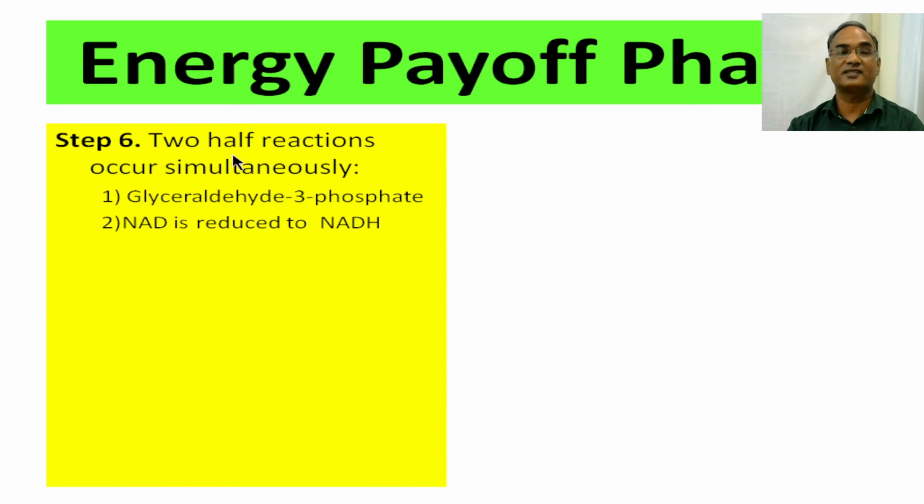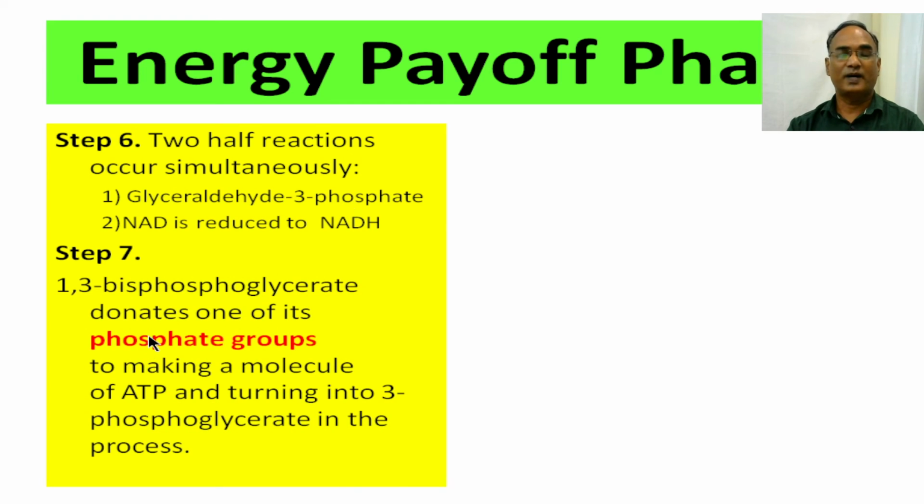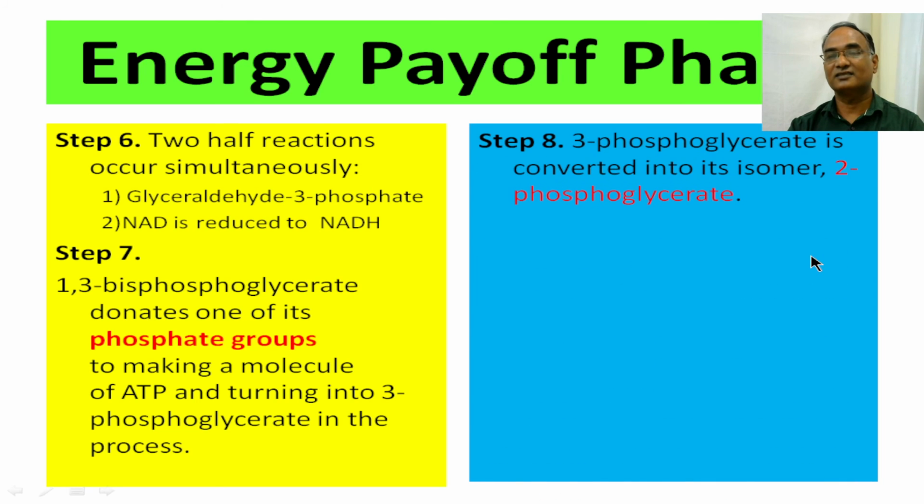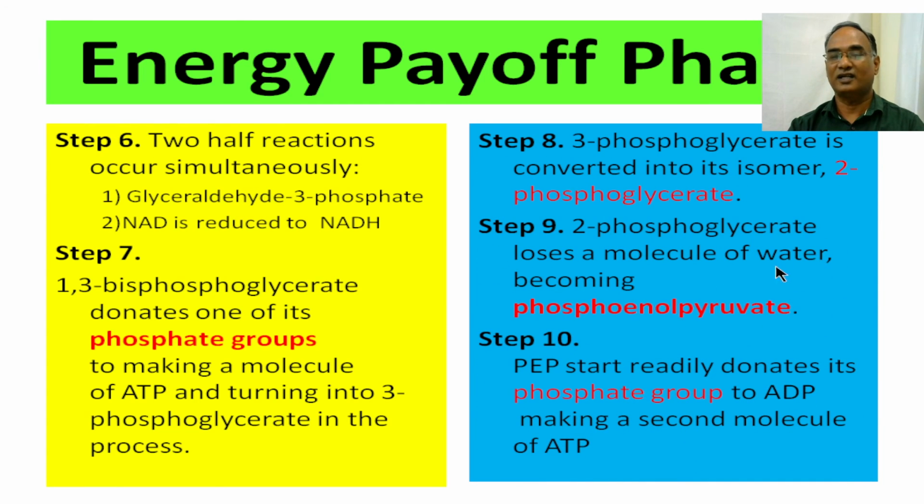The sixth phase is two half reactions occurring simultaneously. One is glyceraldehyde 3 phosphate, and NAD is reduced into NADH. So in this phase, you will get some energy. And in the seventh phase, one phosphate group is liberated from this group, so that energy will be liberated from the seventh, eighth, and up to the ninth stage. In each and every phase, it will release one phosphate and release the energy.